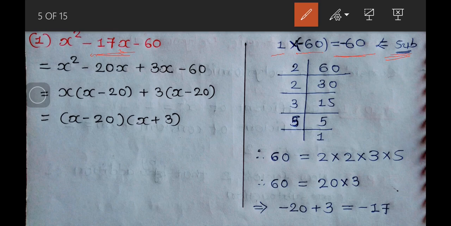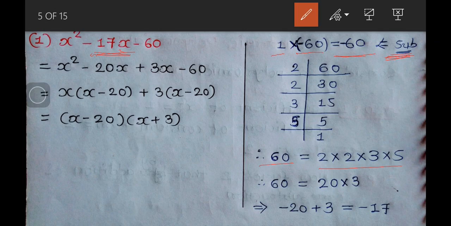So here we have to find the LCM of 60: 30 2s are 60, 15 2s are 30, 5 3s are 15, and 1 5 is 5. So here we find the factors of 60 as 2 into 2 into 3 into 5. Now we reduce them to only two factors, so that we can subtract these two factors and find the second, middle term of the given polynomial.